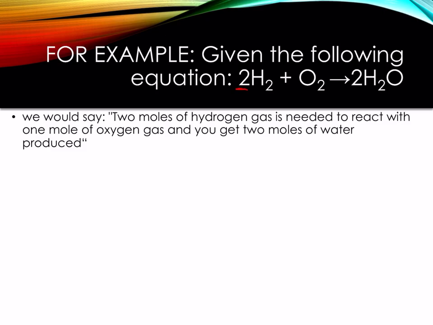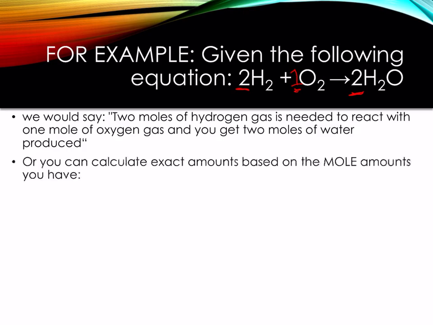So if you were talking about this in terms of the ratio, then you would say out loud, 2 moles of hydrogen gas, where does that 2 come from? The coefficient. It is needed to react with 1 mole of oxygen gas. So even though we don't write the 1, it's understood. And you will get 2 moles of water produced. So this ratio is 2 to 1 to 2, okay?